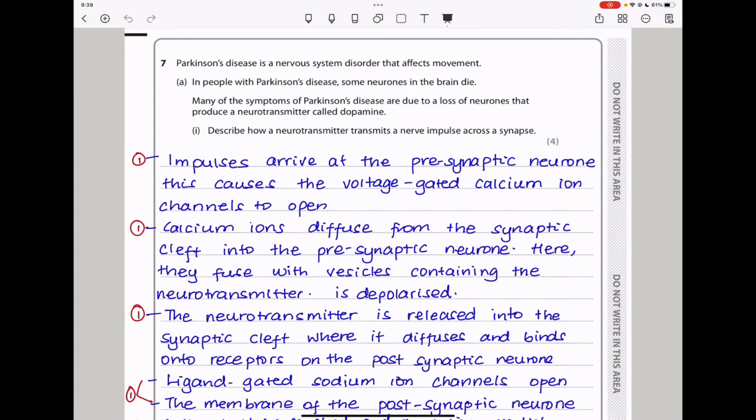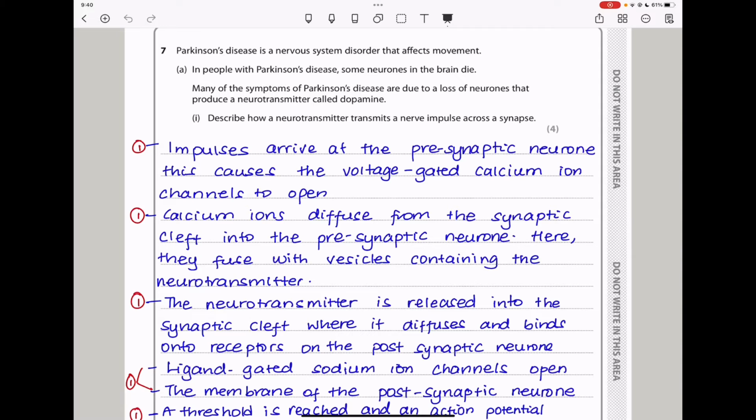Question 7. Parkinson's disease is a nerve system disorder that affects movement. In people with Parkinson's disease, some neurons in the brain die. Many of the symptoms of Parkinson's disease are due to a loss of neurons that produce a neurotransmitter called dopamine. Describe how a neurotransmitter transmits a nerve impulse across a synapse.